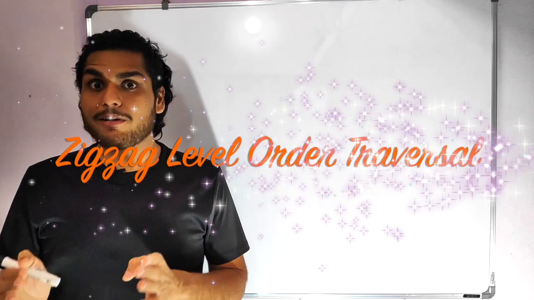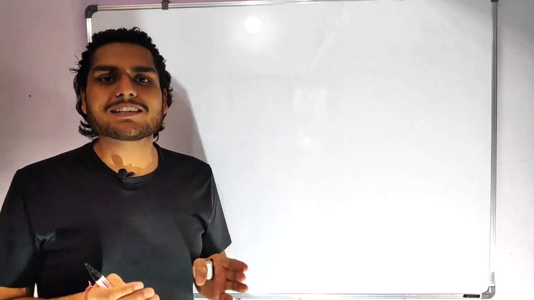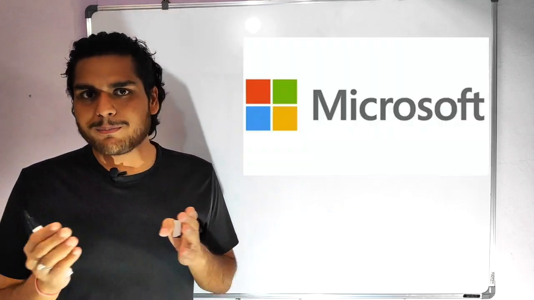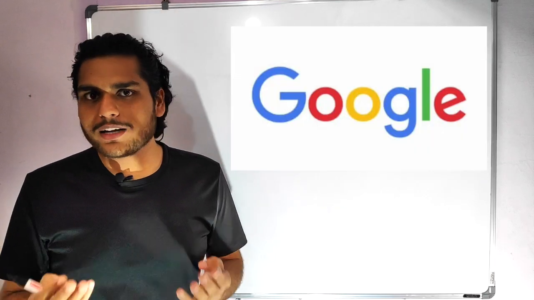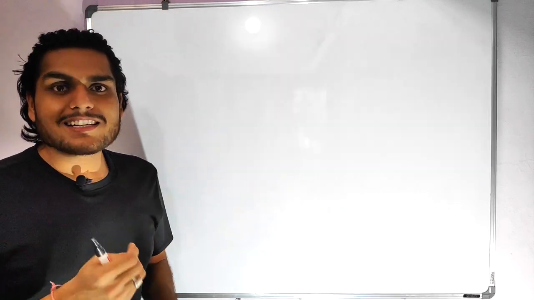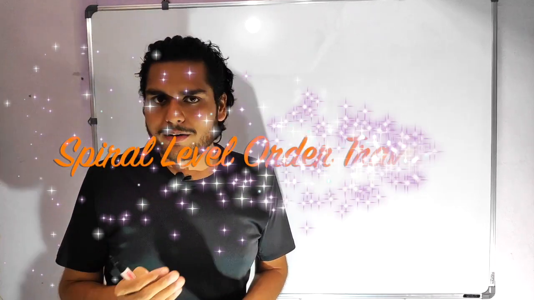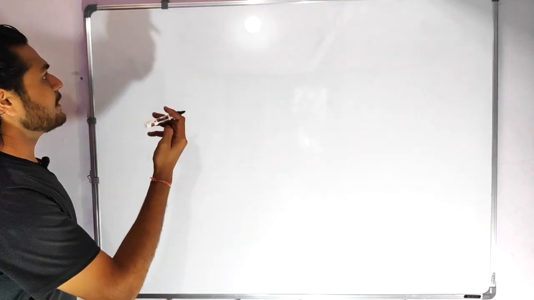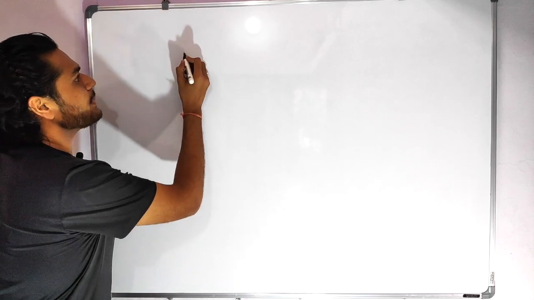Binary tree zigzag level order traversal is a very frequently asked question in Amazon interviews, Microsoft interviews, and even in Google interviews. It is also known as spiral level order traversal. So let us see. In this question, we are given a tree.